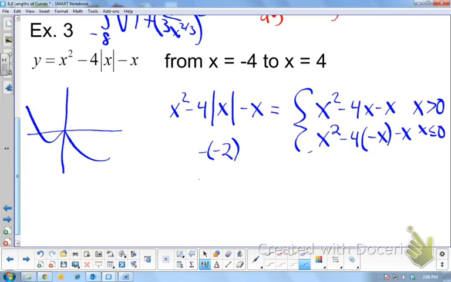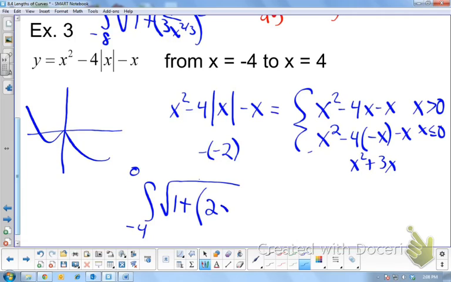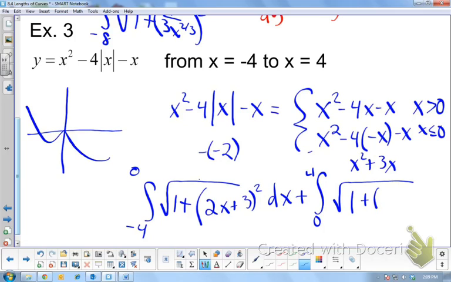Don't worry about it. So, I should have done the integral of the square root of 1 plus the derivative of this squared. This was x squared plus 3x, so our derivative would be 2x plus 3, squared. I'm running out of room. Integral from 0 to 4 of the square root of 1 plus 2x minus 5 squared. I apologize, I was just trying to rush through this so we could have the homework assignment up.